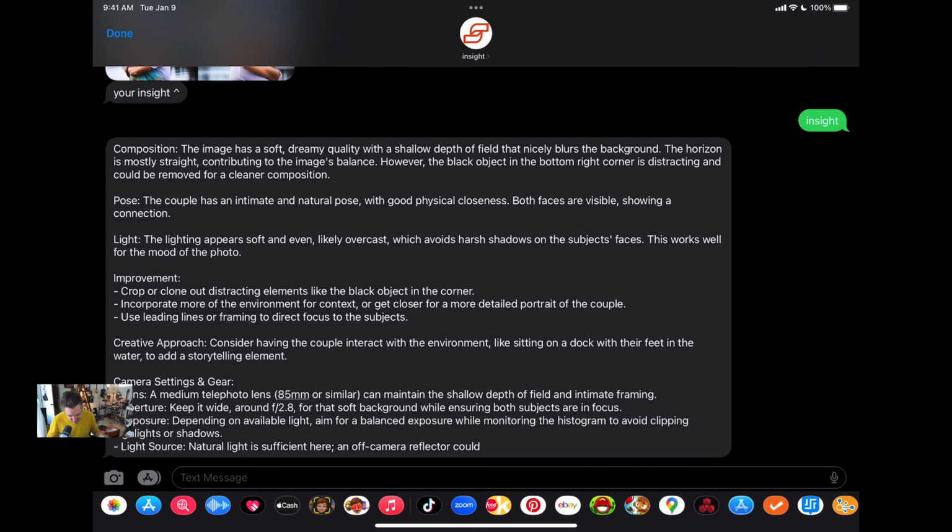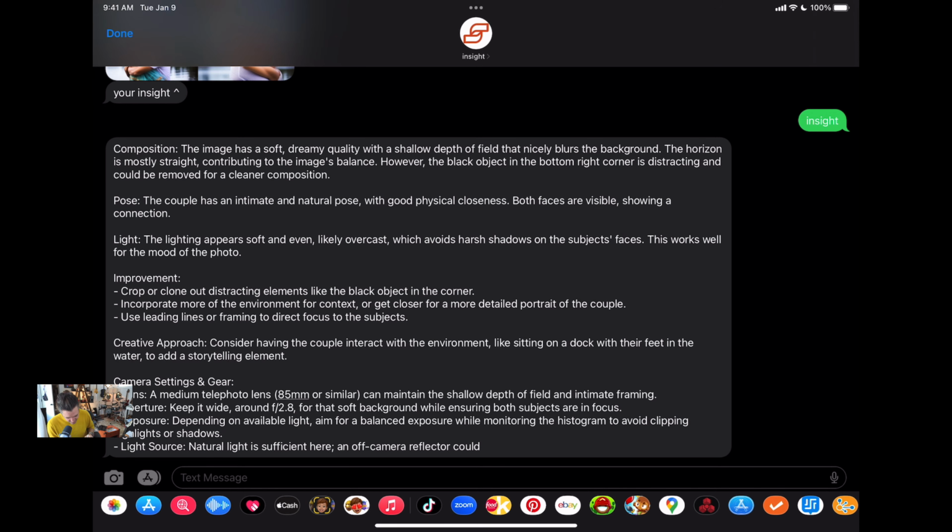Okay, composition. The image has a soft, dreamy quality with a shallow depth of field that nicely blurs the background. The horizon is mostly straight, contributing to the image's balance. However, the black object in the bottom right corner, that pier thing, is distracting and could be removed for a cleaner composition. The pose. The couple has an intimate, natural pose with good physical closeness. Both faces are visible, showing a connection. That's great. Light. The light appears soft and even, likely overcast, which avoids harsh shadows on the subject's face. This works well.